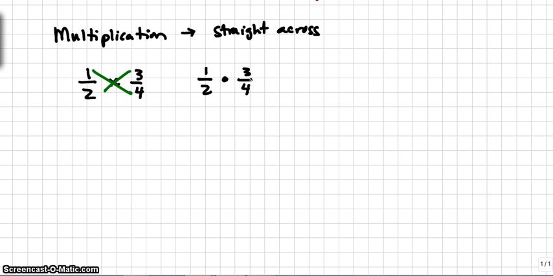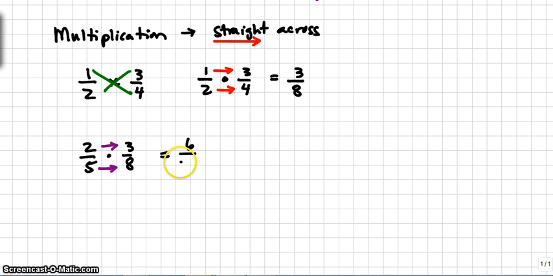Then you're going to multiply straight across. So the 1 and the 3 get multiplied together, and the 2 and the 4 get multiplied together. So on the top, 1 times 3 is 3, and on the bottom, 2 times 4 is 8. Let's try it one more time with a problem like 2/5 times 3/8. Again, if you multiply straight across, the 2 and the 3 get multiplied together, and on the bottom, the 5 and the 8 get multiplied together. So now when you multiply, you'll get 2 times 3 is 6. On the bottom, 5 times 8 is 40.